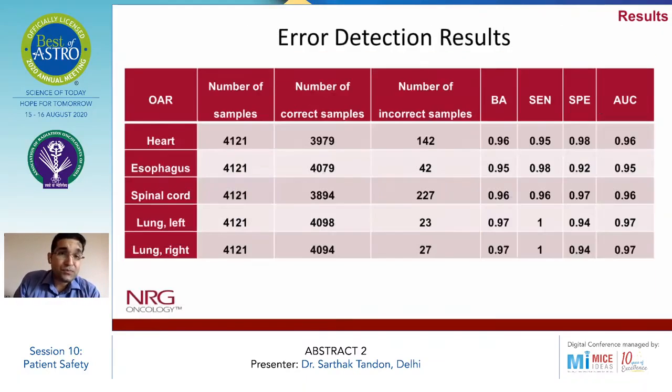Next, please. So this is the error detection results table. This table lists the results of contour error detection using the test set. The balanced accuracy for all the OARs was greater than 0.95, which indicates that 95% of the contours were recognized correctly and no further manual rechecking was required.